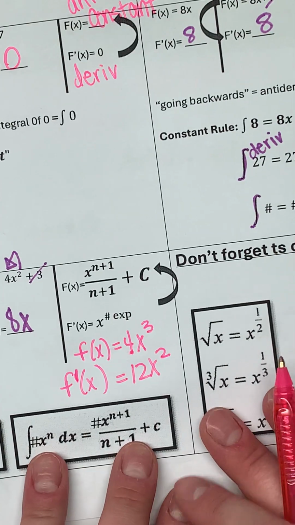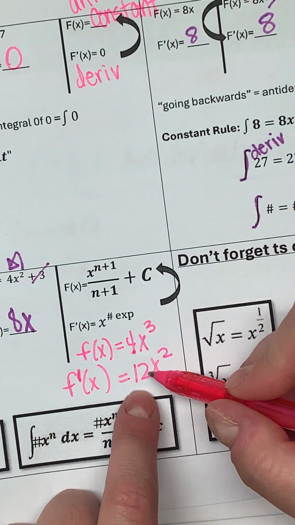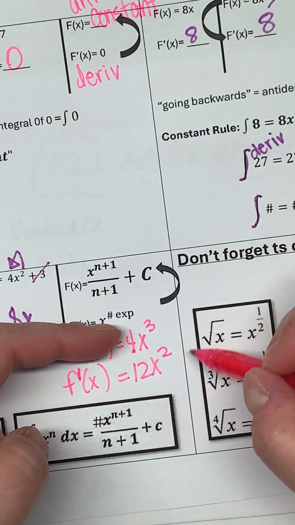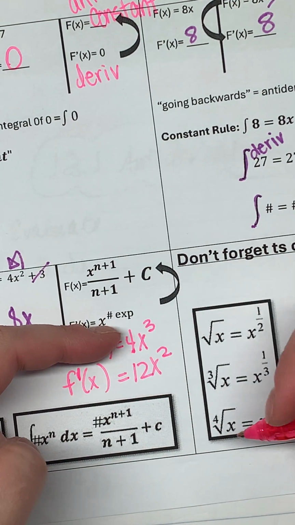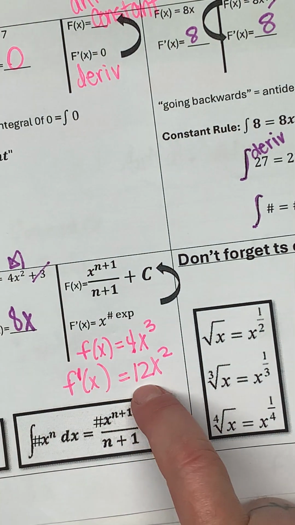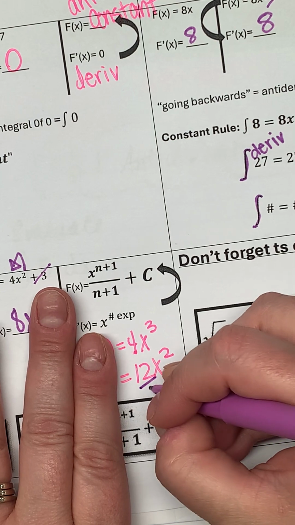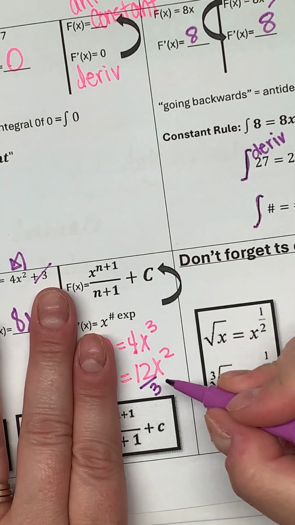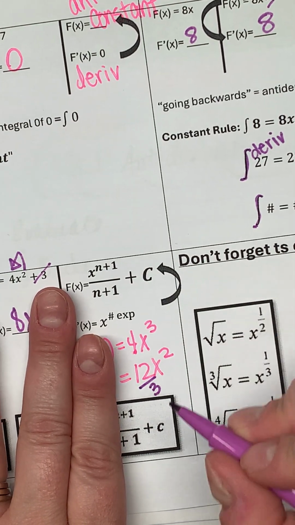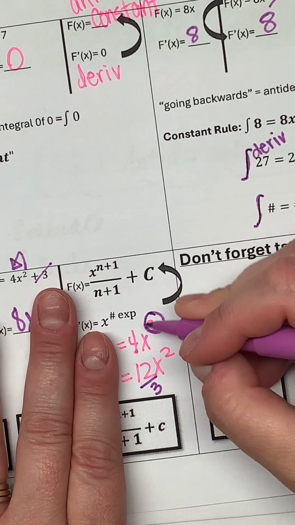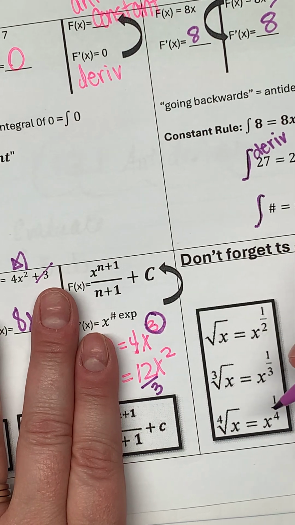But here, what if the derivative is 12x squared? How do you get to the original 4? Do you divide by 2? No. What do you have to divide 12 by to get 4? You have to divide by 3. Where the heck does that 3 come from? It comes from your new exponent of n plus 1.